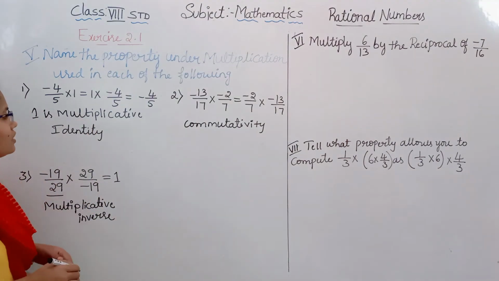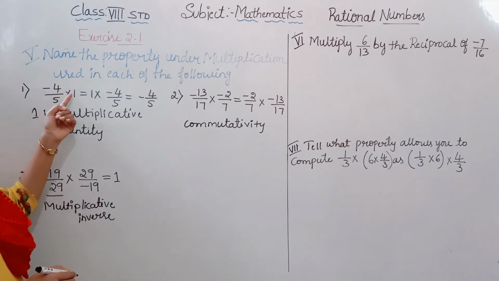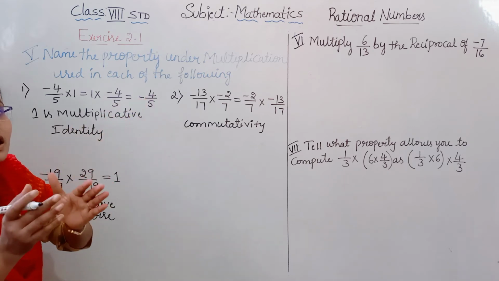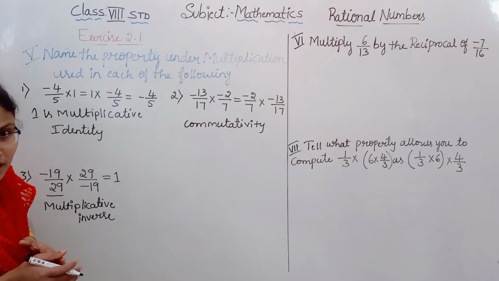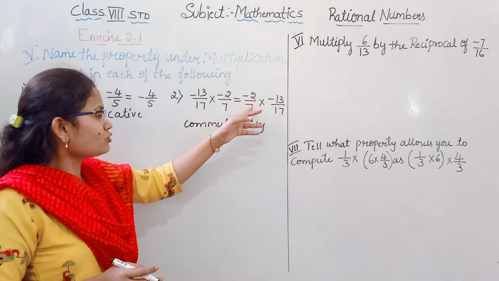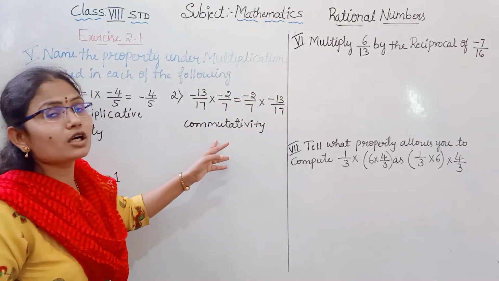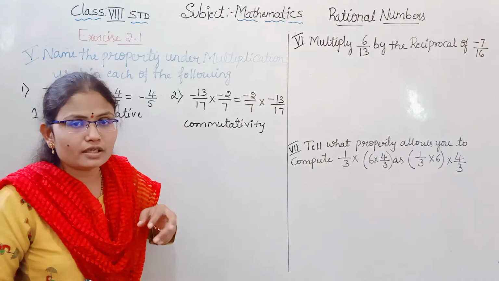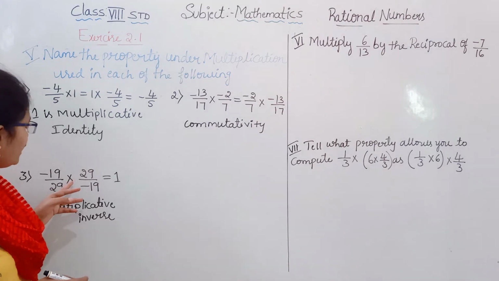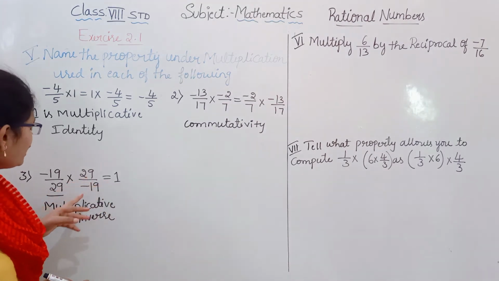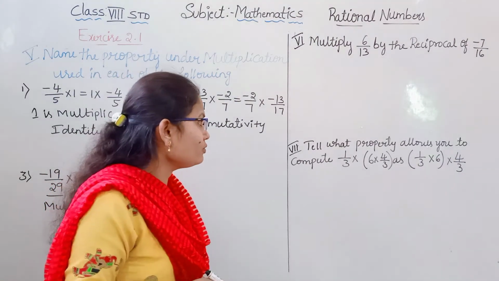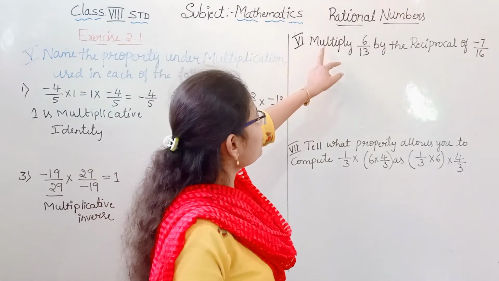You can see here, children, -4/5 × 1 = 1 × -4/5 = -4/5. It comes under the property: 1 is the multiplicative identity. Next, -13/17 × -2/7 = -2/7 × -13/17. Here the property used is commutativity. Next, -19/29 × 29/-19 = 1. Here the property used is the multiplicative inverse. Next we will move on to the sixth problem.